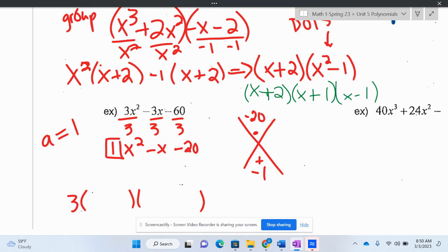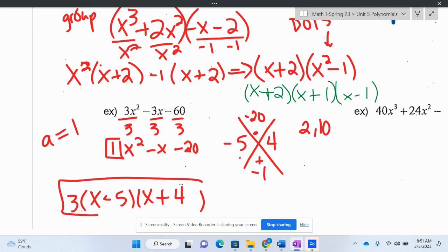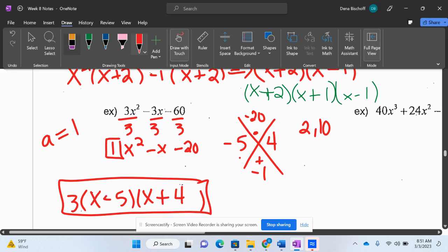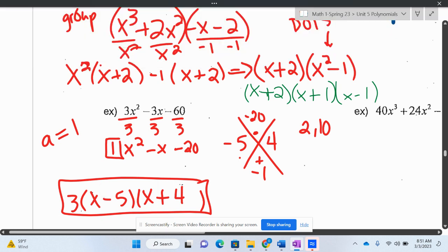Here, let's see. I can take 2 times 10, negative 5 and positive 4. Good job. Negative 5, positive 4. Since my leading coefficient is 1, the factors that I choose are the factors that I use. So it's x minus 5 times the quantity x plus 4 with that 3 out front.